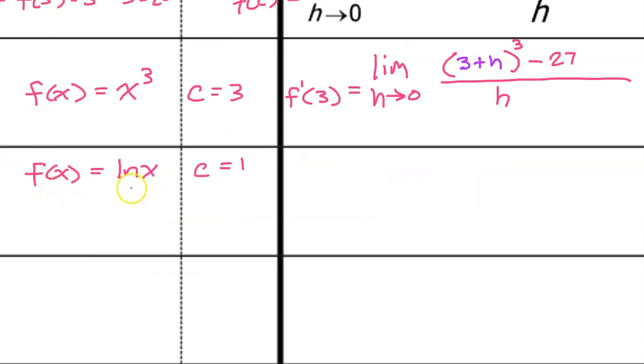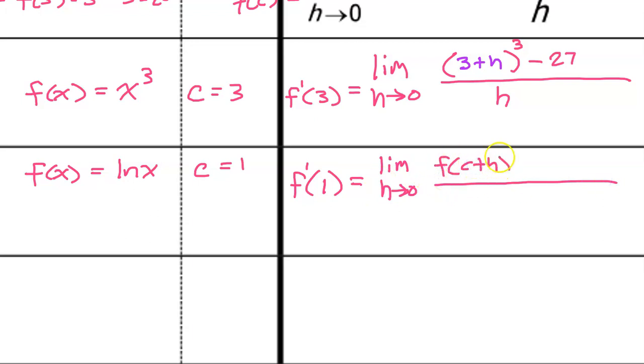We now know that f of x is equal to natural log x and c is equal to 1. So let's write a limit for f prime at 1 using the traditional definition of derivative. So that goes like this. The limit as h approaches 0 of f at c plus h minus f at c all over h. Well, function f is natural log x. So if I want to do f at c plus h, then I'm doing natural log at c plus h. But we know that c is 1. So we're going to do natural log at 1 plus h.